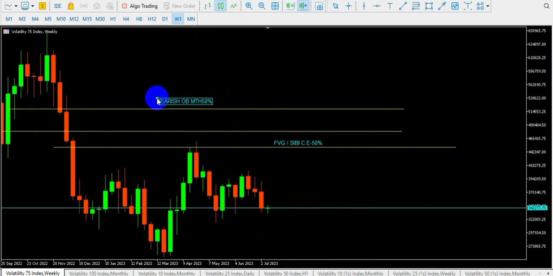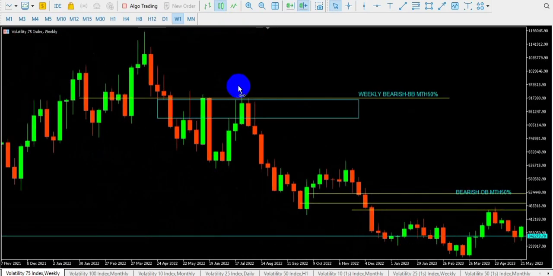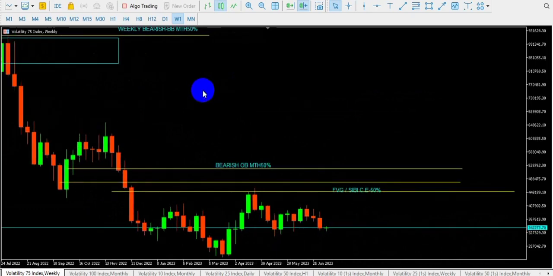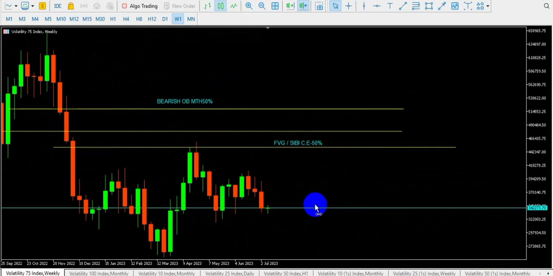I want to take this a little bit upward, so by the time I begin to move it, it will not give us issues. So now this is the level. This is the consequent encroachment. So what happened now? This is where we are focusing.